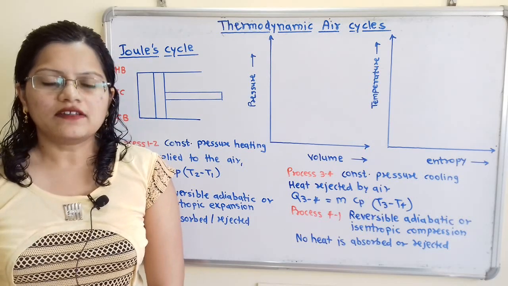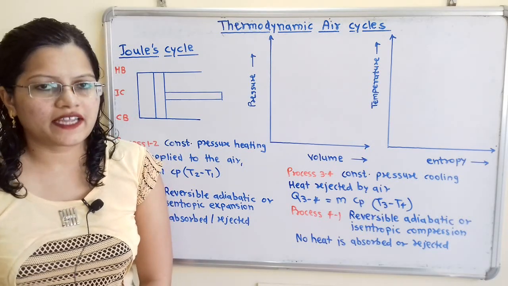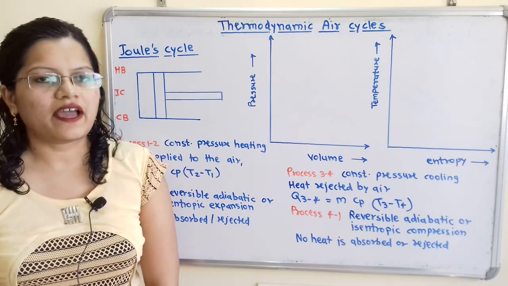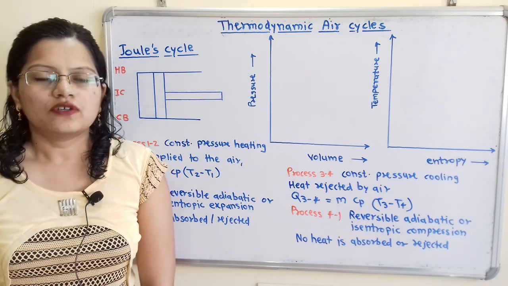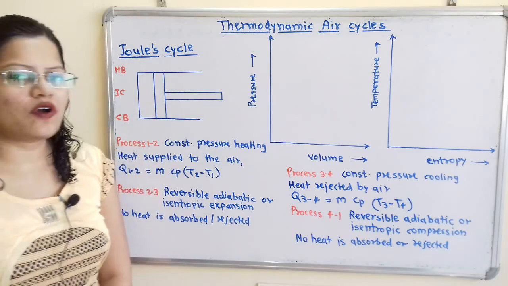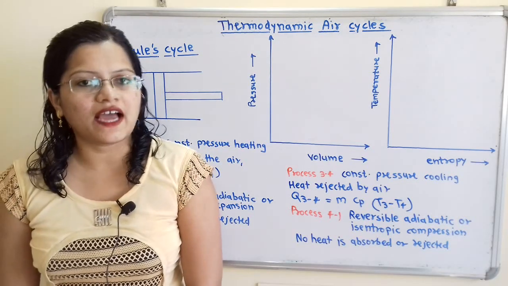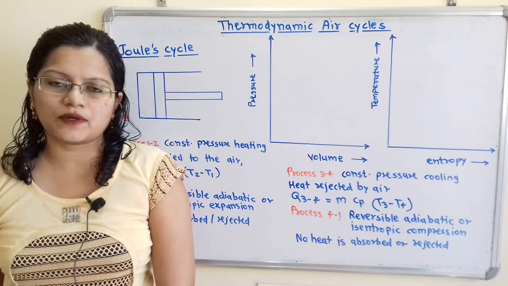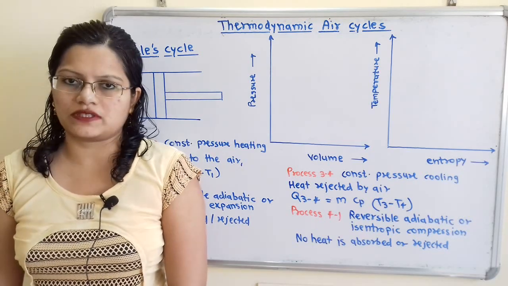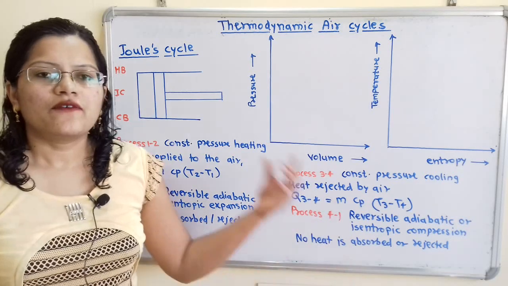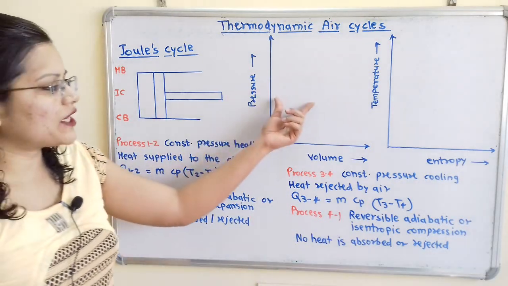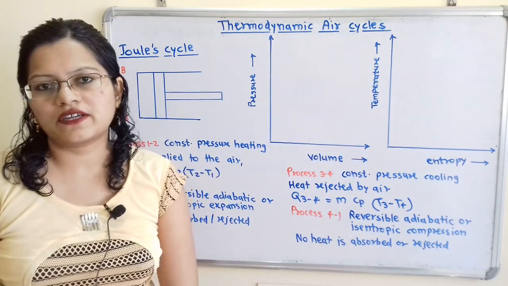In Joule cycle, two processes take place at constant pressure and two processes are at constant entropy. The processes taking place at constant entropy, we will say that it is reversible adiabatic process or isentropic process. Now from these four processes, we will learn how to draw pressure, volume and temperature entropy diagram.